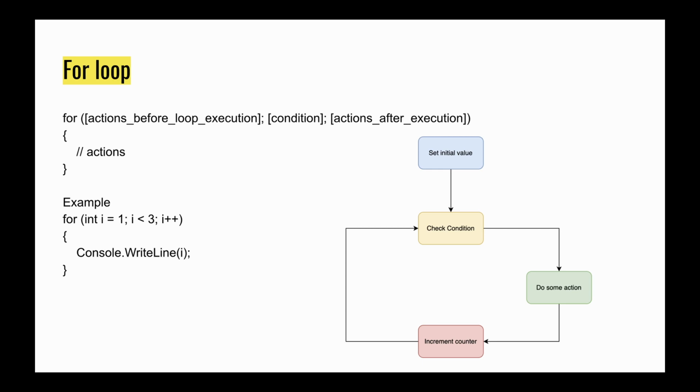As a result, the loop block will execute 2 times until the value of I becomes equal to 3. And each time this value will be increased by 1. A single execution of a loop block is called an iteration.